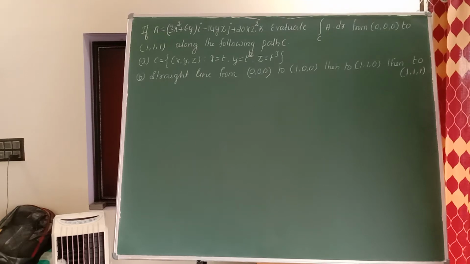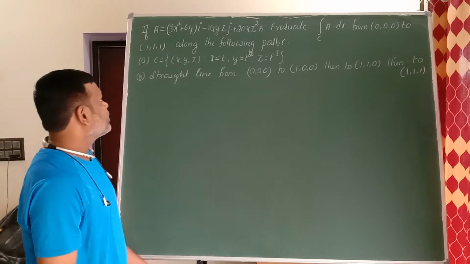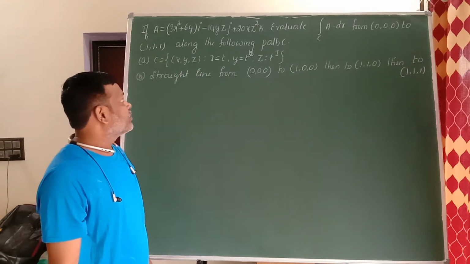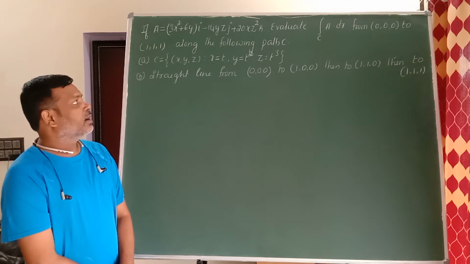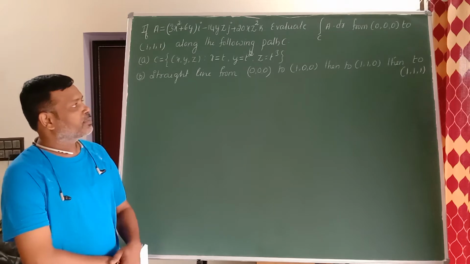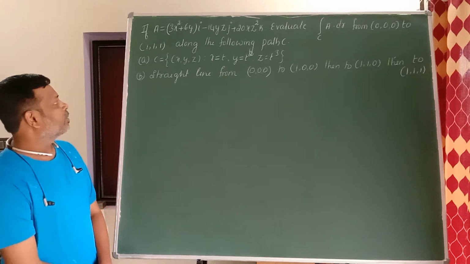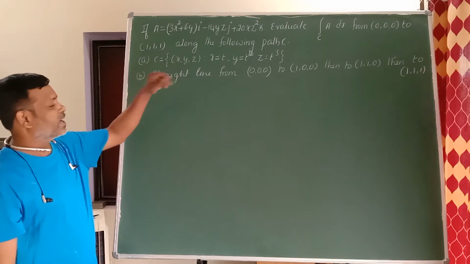Dear students, let us understand one very important problem related to line integral. If A is equal to (3x² + 6y) i − 14yz j + 20xz² k, evaluate the integral of A dot dr over a curve C from the origin to the point (1, 1, 1) along the following path C. The C is defined like this.